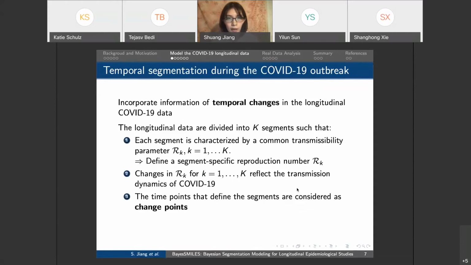Next, let's start to see some details of our model. In general, we detect those transition points that partition the data into capital K distinct segments, where each segment is characterized by a segment-specific reproduction number. So this value R_k will be a constant within the same stage, but it is changing across different segments. That will reflect the transmission dynamics of COVID-19. And from a statistical point of view, we treat those transition points as the change points. So next, let's see how we define the change points in our model.